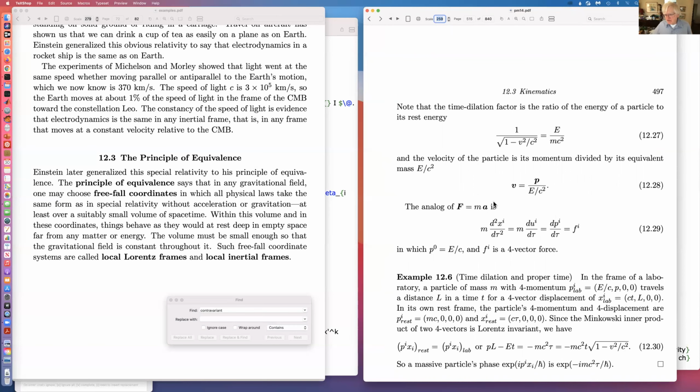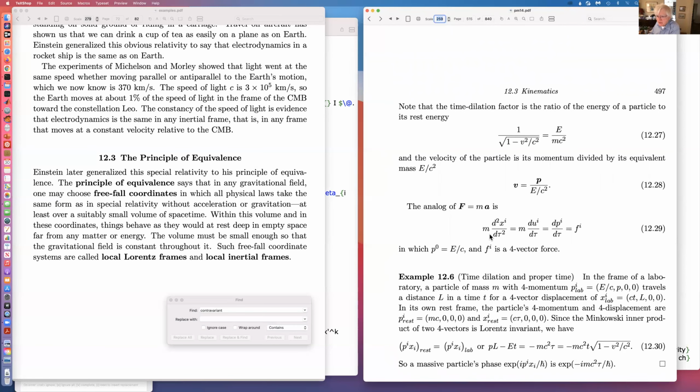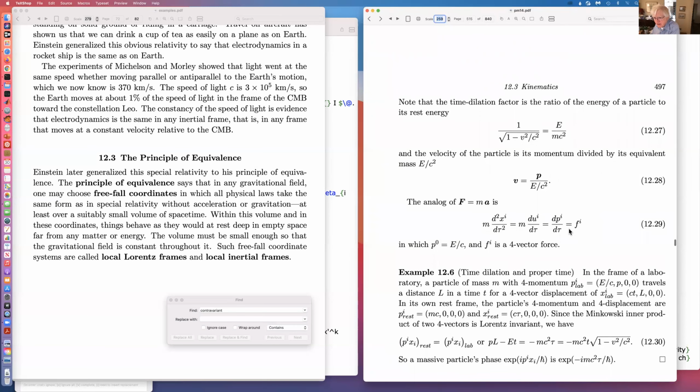The analog of Newton's law, F equals ma, is, well, what we want is a four vector on the left-hand side. So we differentiate twice with respect to the proper time, not the ordinary time, because the proper time is an invariant. So that's m du^i over d tau, or equivalently dp^i over d tau, and we call that the four vector force.